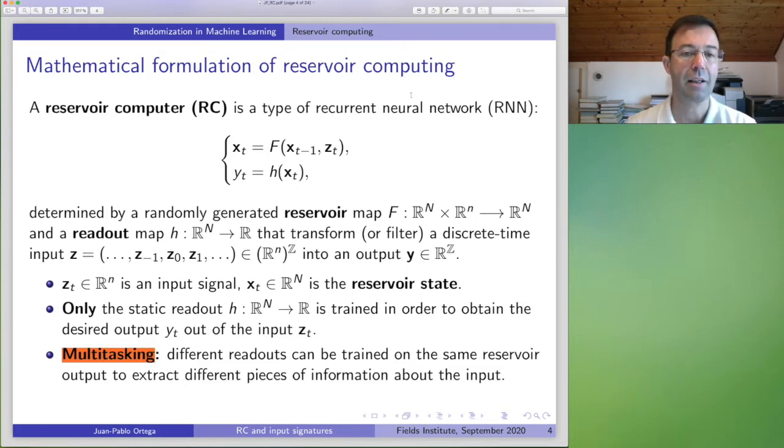So multitasking is the possibility of actually processing the information. You have to think of the state equation as the nonlinear device hidden in this capital F that is processing the information, and then in order to do several things simultaneously with that processed information, you train separately different readout layers.